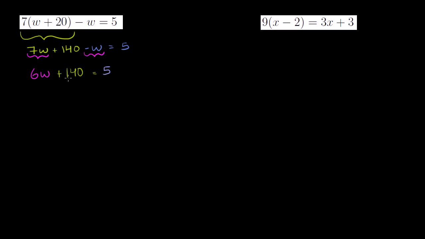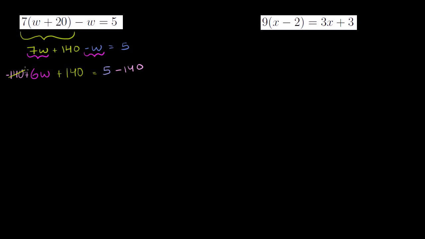Now I want to get rid of this 140, because then I'll have 6w's equaling something, and I'll be able to divide by 6 and all of that. So to get rid of 140, I can subtract 140 from both sides of the equation. And I'll do it in pink. Minus 140, not a minus 6w. So I'm just subtracting 140 from both sides of this equation. If something equals something, something minus 140 is going to equal something minus 140. Whatever you do to one side, you've got to do to the other side.